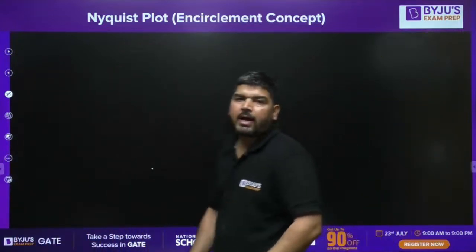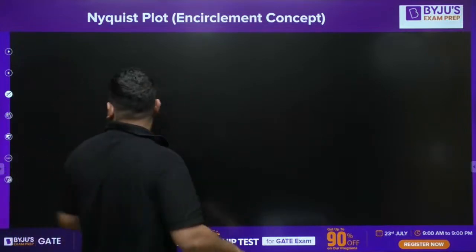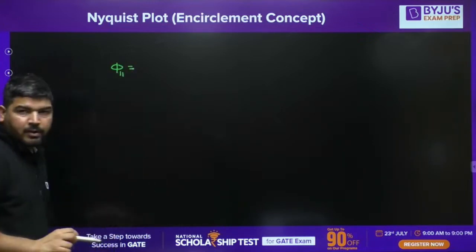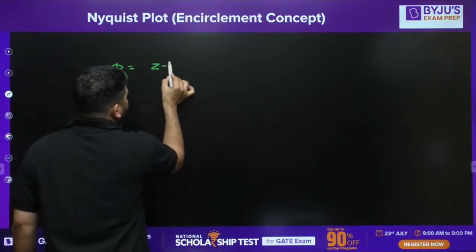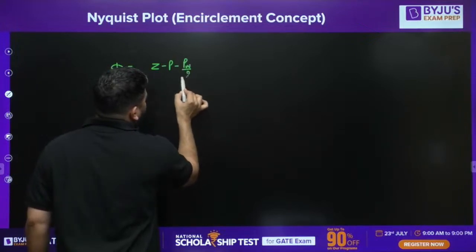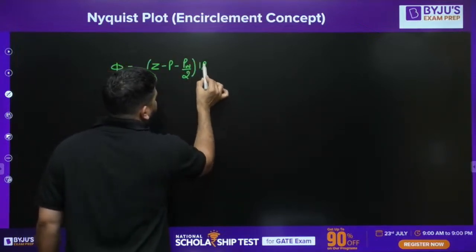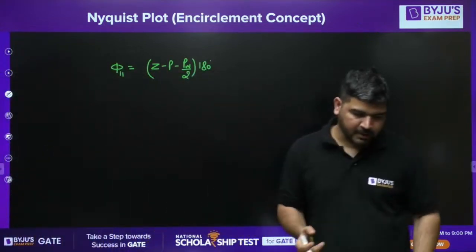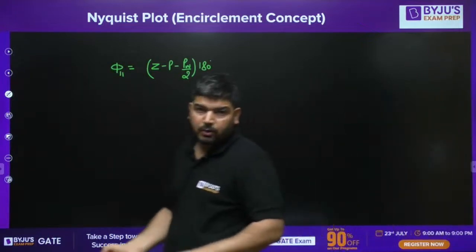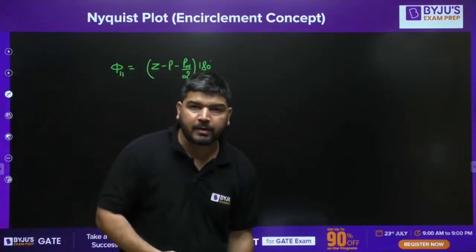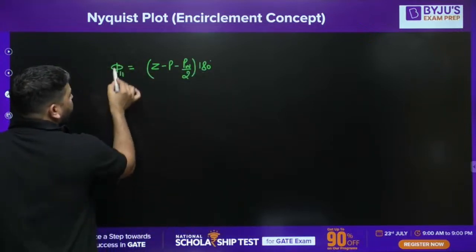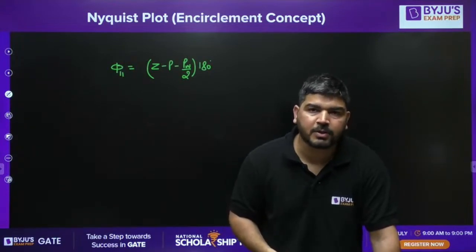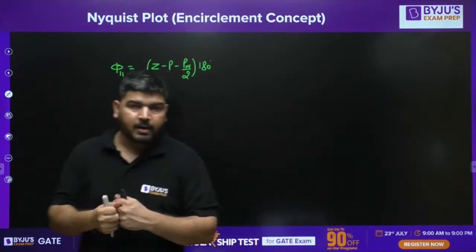And that trick is using phi 11. Let me tell you, there is one concept, phi 11. Phi 11 is (Z minus P minus PW by 2) into 180. Maybe it is new to you, but this concept is very important. If you know how to calculate phi 11, then you can also comment on the stability of the closed loop system. Now what is this phi 11? Let me tell you.